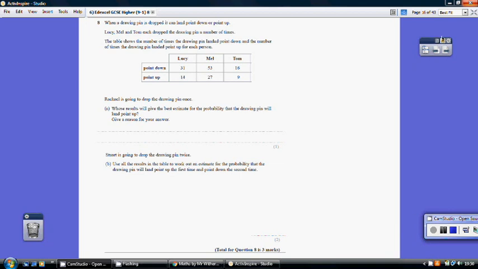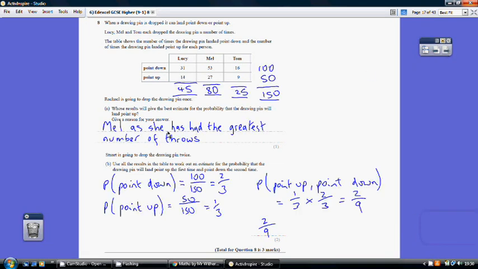Question 8. So whose result would give the best estimate for the probability? Well, the more trials you have, the more accurate the answers are going to be. So Mel, as she has the greatest number of throws, because she's had 80 throws in total. Now for part B, it says use all the results in the table to work out an estimate. So we've got to add Lucy and Mel and Tom's results together.